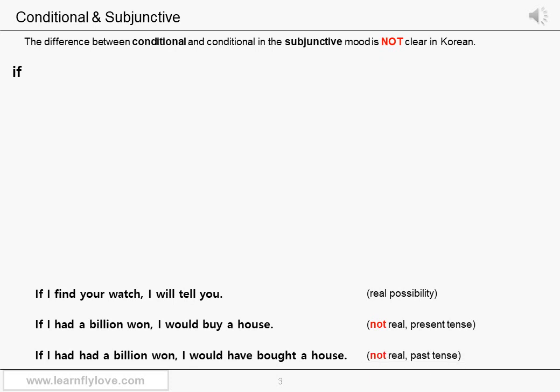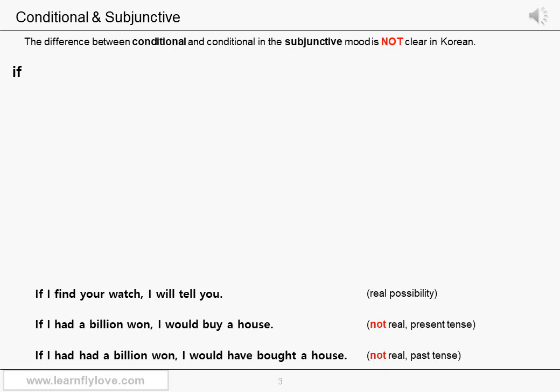Like this in English, you can tell whether it is the real situation or not clearly. But in Korean, it's not very clear. However, Korean also works quite similarly, so don't worry. Then let's actually learn what to use in Korean.